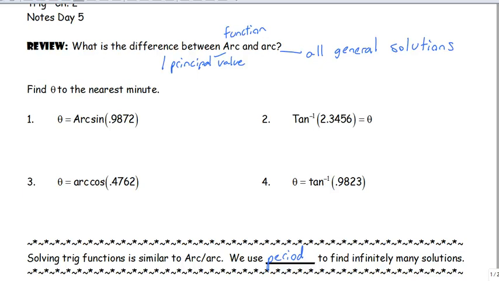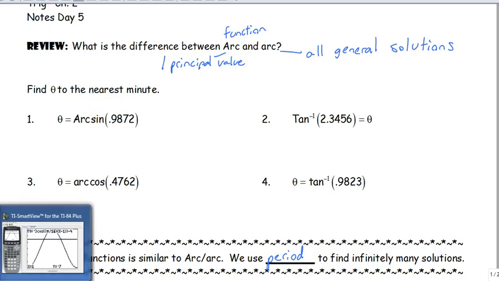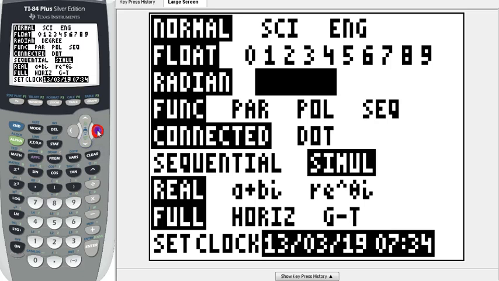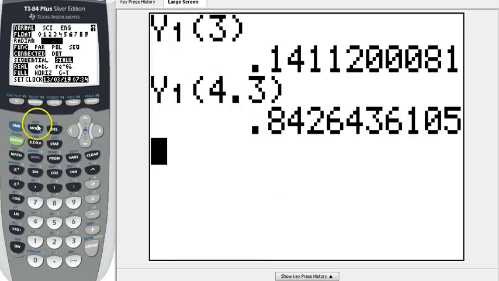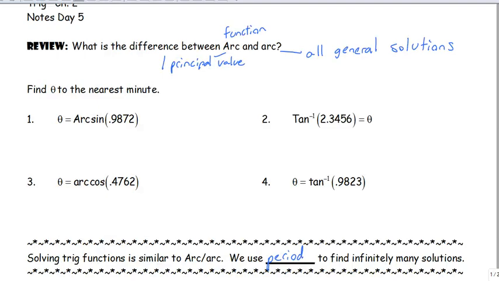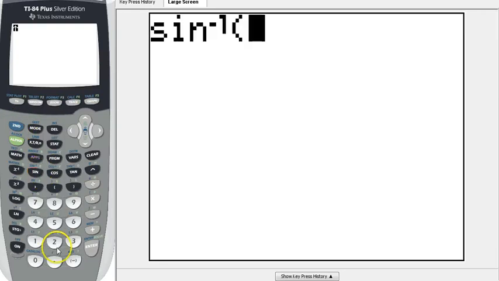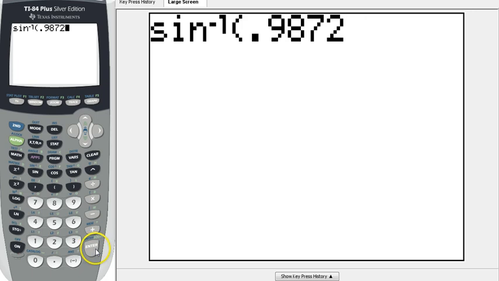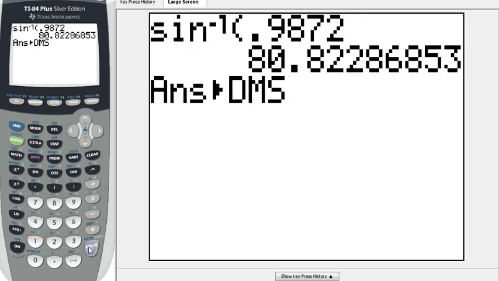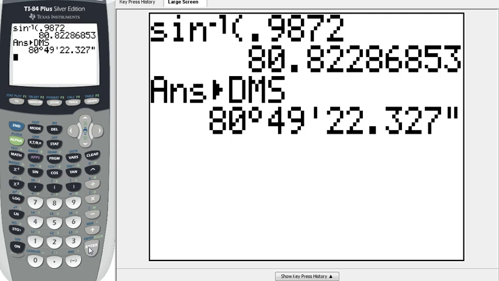If you want to see real quick how to do these again, find theta to the nearest minute. Now I'm going back to degrees because it said nearest minute. Remember, if you're in degrees when you're graphing, it won't work out real well. I need to find big arc sine of 0.9872. That's sine inverse. I'm in degree mode. There we go. And then second angle 4. So it would be 80 degrees, 49 minutes for that one.